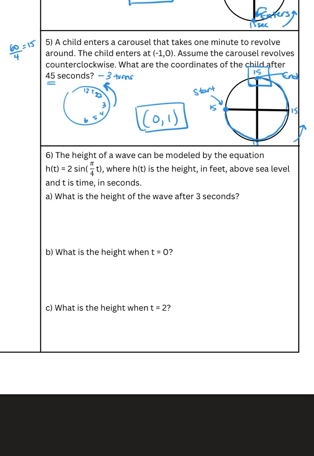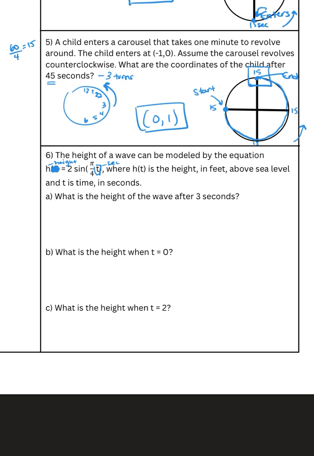All right, the height of the wave can be modeled by the equation 2 sine of pi over 4 times t, where h of t is the height in feet above sea level and t is the time in seconds. What is the height of the wave after 3 seconds? All right, so the first thing I want us to do is just get rid of the h of t. Just say h. Okay, this messed us up on the test, and we just need to know the height is that. So t is what we're going to fill in. This is seconds. This is height.